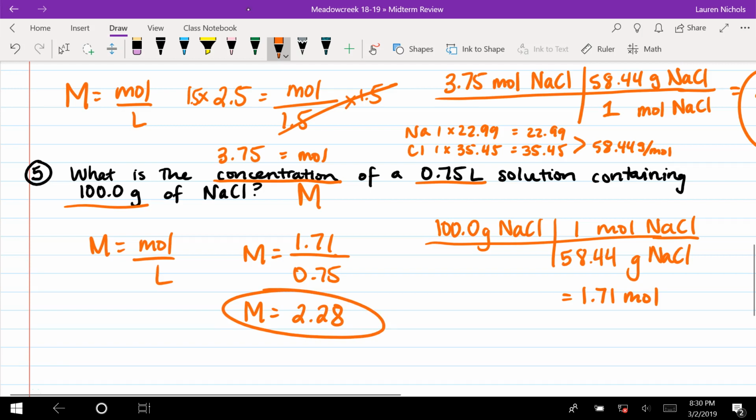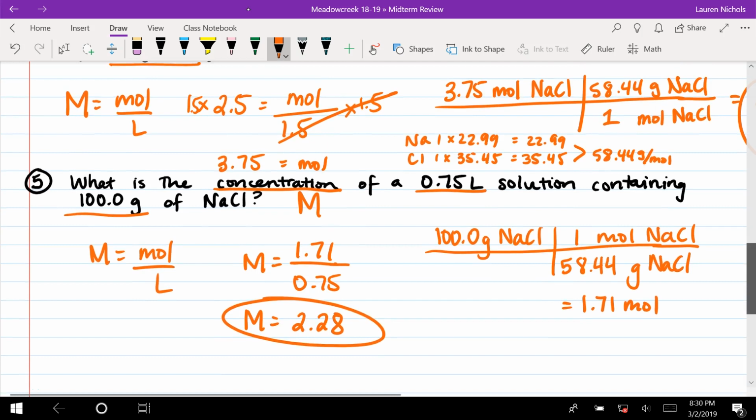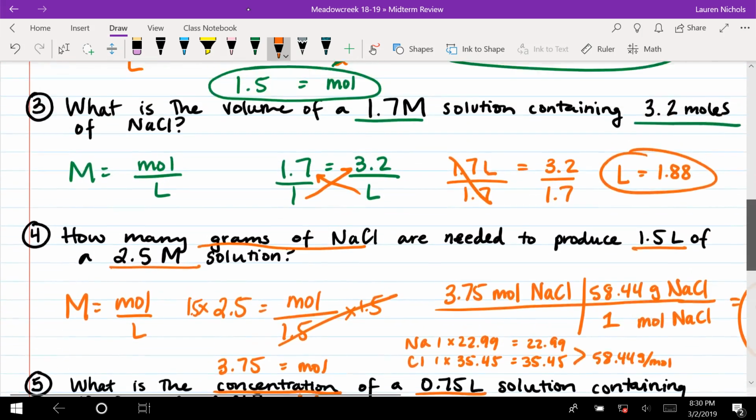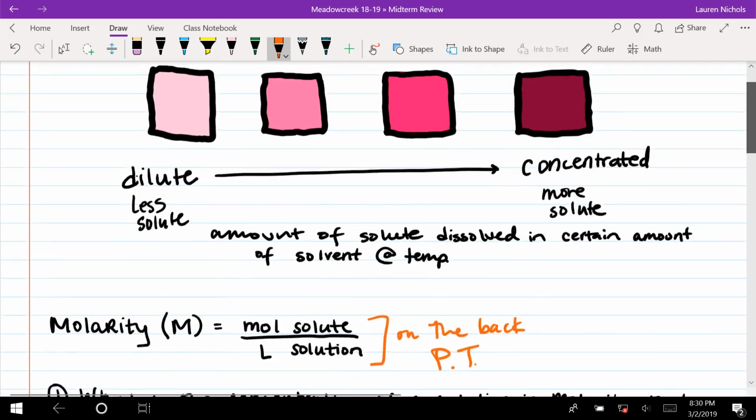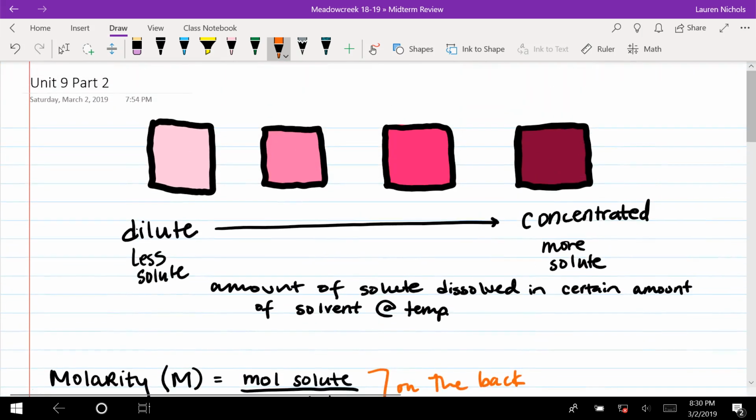And so hopefully this helps you with molarity and just kind of seeing every type of problem that you could be asked about it. So stay tuned for part 3.